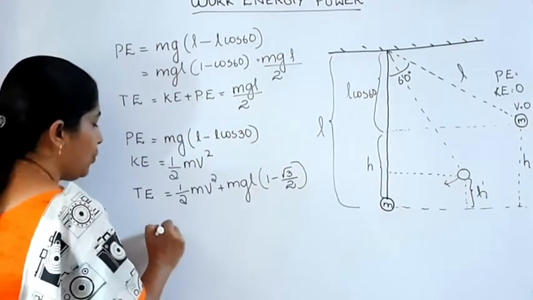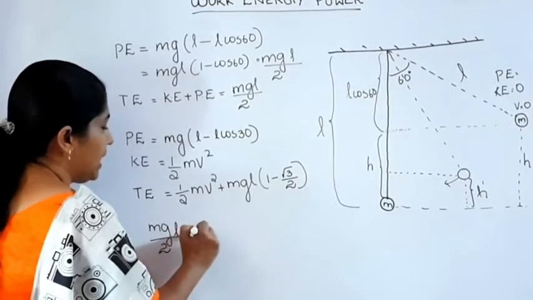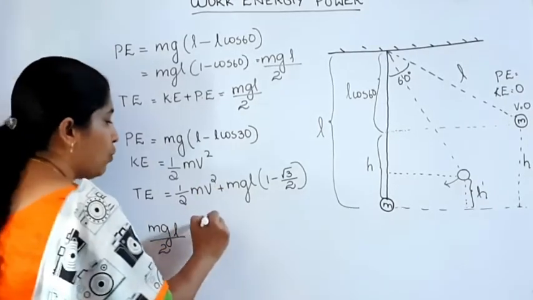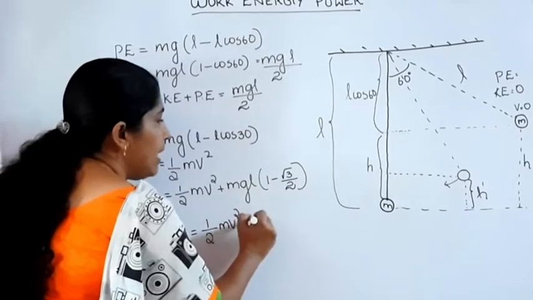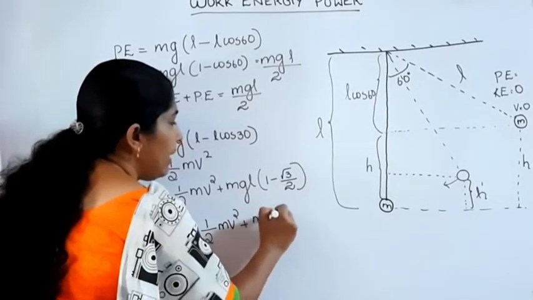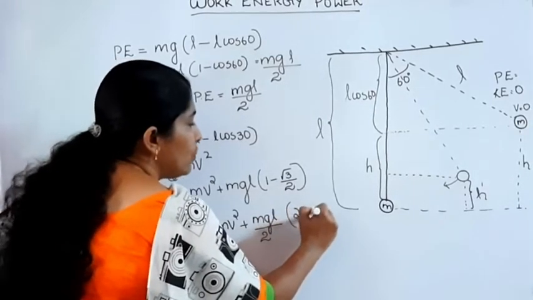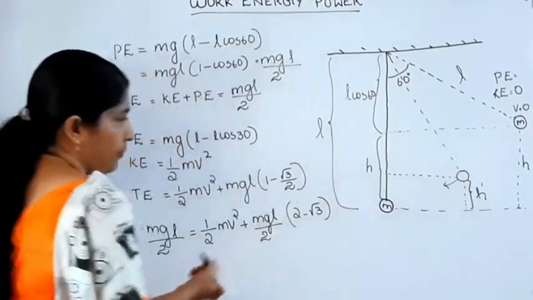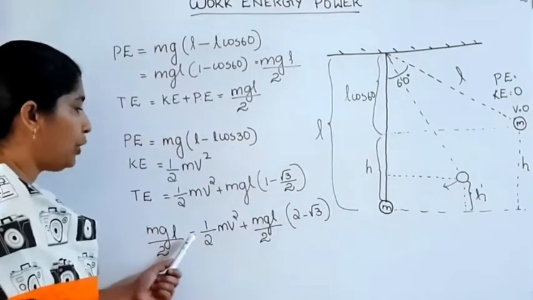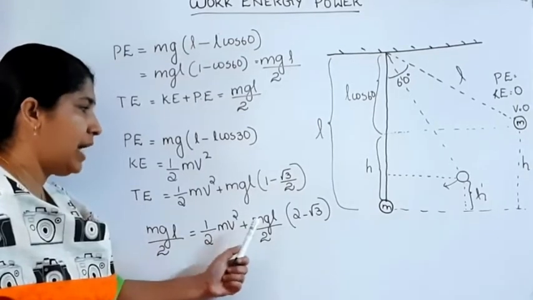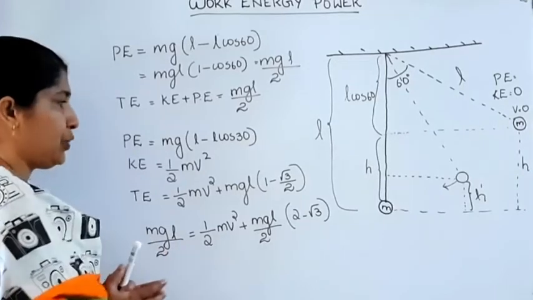Then mg into L divided by 2 is the total energy when it is at an angle of 60 degrees, which is equal to half mv square plus mg L, with 2 taken outside, then 2 into 2 minus root 3. So mg L by 2 equals half mv square plus mg L by 2 into 2 minus root 3. That is the conservation of energy.